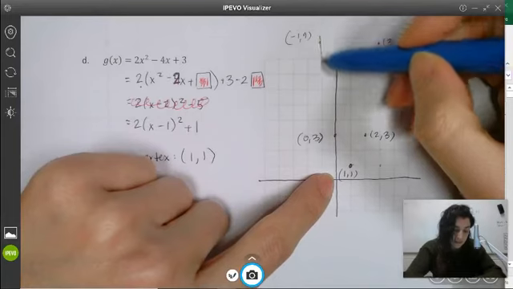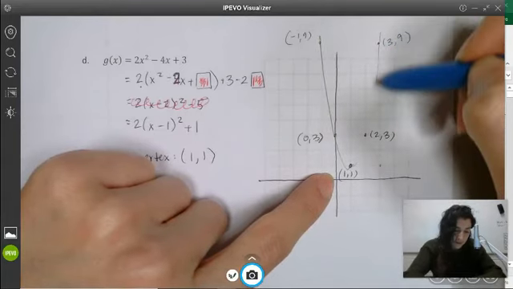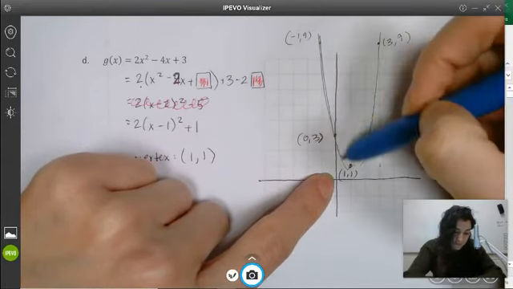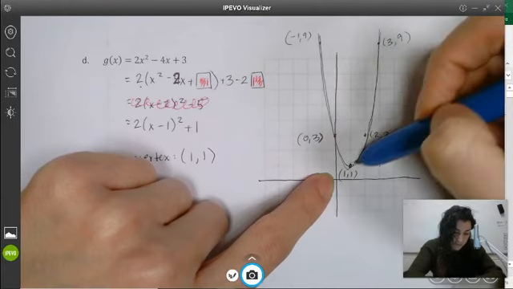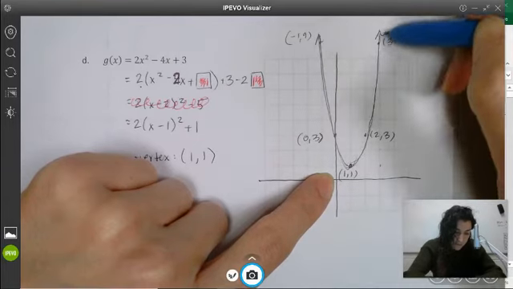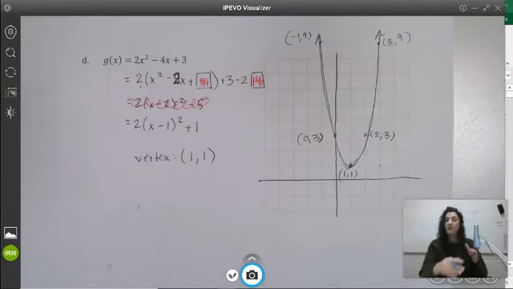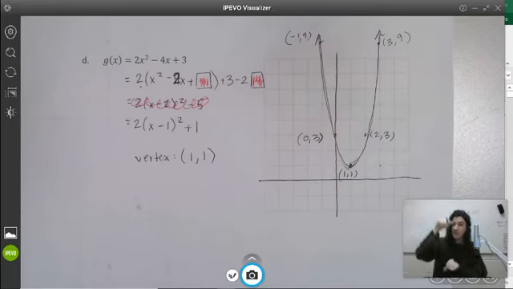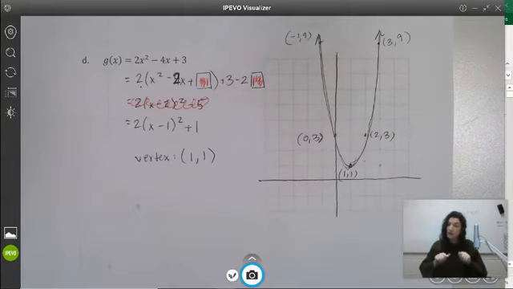And then I'm going to connect the dots. And that is our parabola. Notice that it looks much skinnier, but it's been vertically stretched. We can see with these points how our movements have been doubled, but only in the vertical direction. So that's what we mean by a vertical stretch.